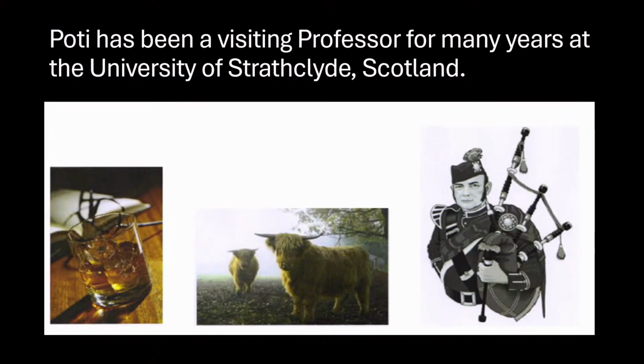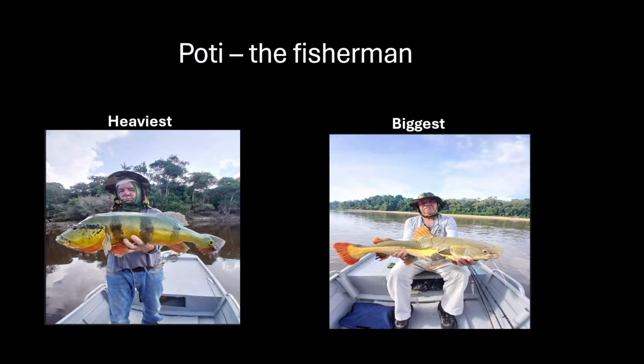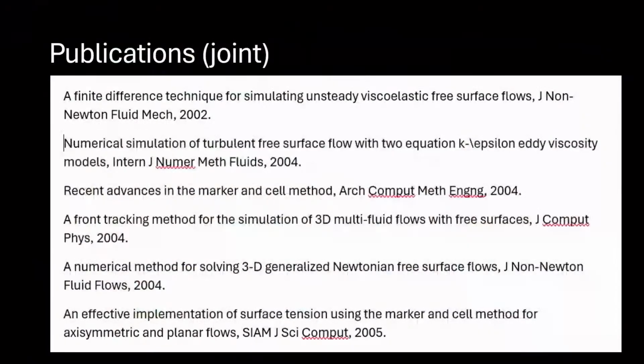Okay, well, the Royal Society of Edinburgh is, of course, in Scotland, and those of you who don't know Scotland, there's not much to know, really. It's just whiskey, Highland cows, and bagpipes. And here's Potti, the fisherman. Usually you want to catch as big a fish as possible.